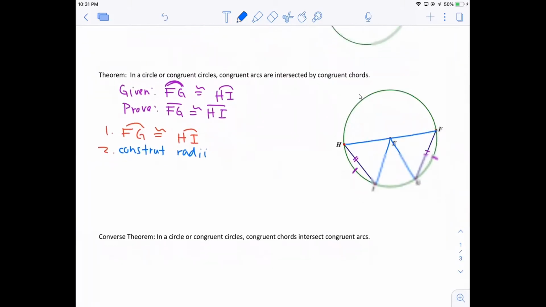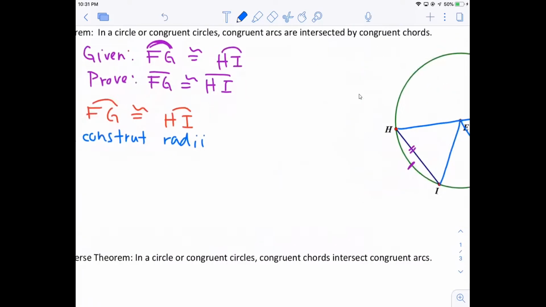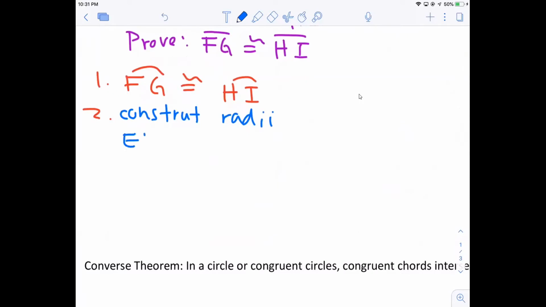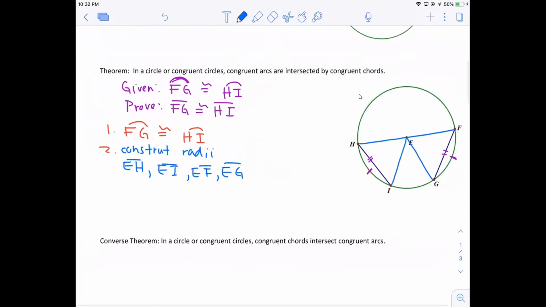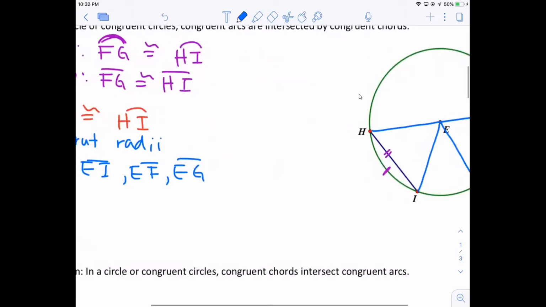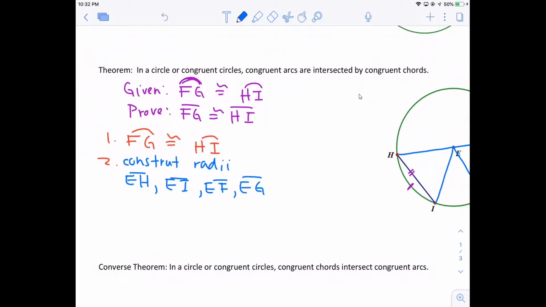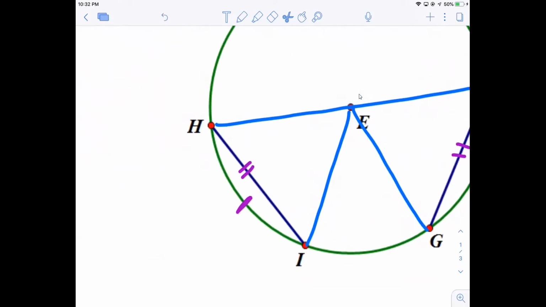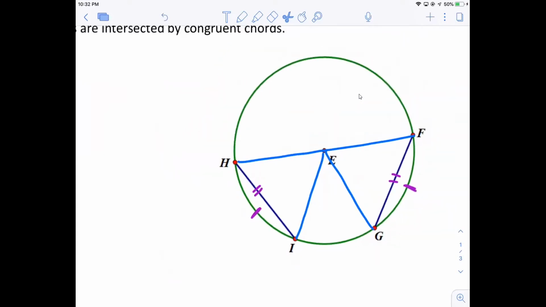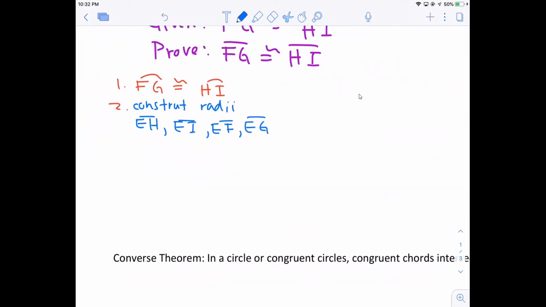And what are these radii? E, H, I, G, and F. Construct radii EH, EI, EF, and EG. All right, and what is the reason I can use for why I can construct radii? Excellent, very good. Between 2 points, only one line segment can be drawn.